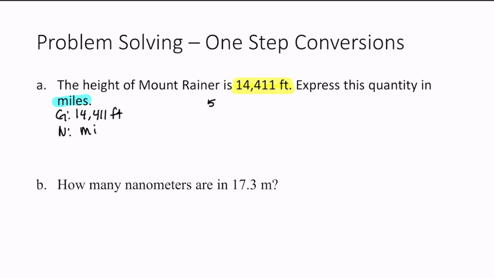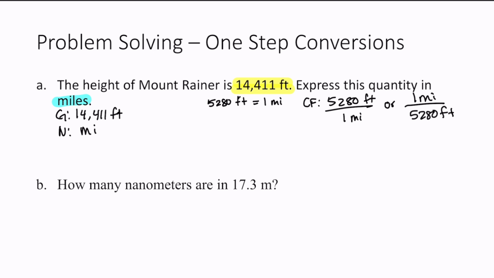There are 5,280 feet in 1 mile. So I can write two conversion factors for that. I can write 5,280 feet in 1 mile, or 1 mile over 5,280 feet. Now let's see how we figure out which one it is that we're going to use.